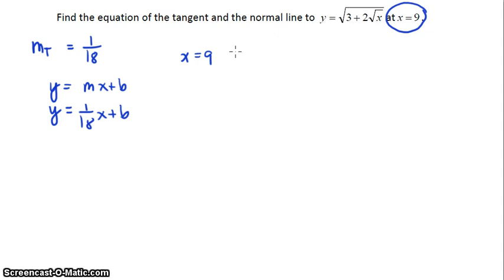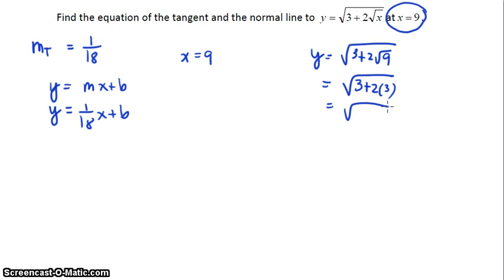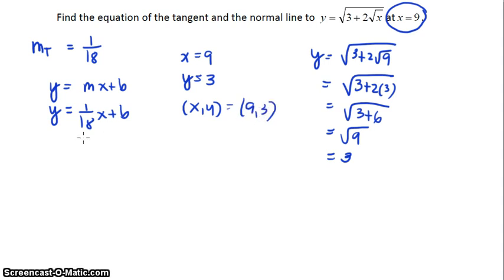But take note that at x equals 9, the y is equal to the square root of 3 plus 2 times the square root of 9. So this is equal to 3 plus 2 times 3 equal to 3 plus 6, which is also square root of 9, which is equal to 3. So when x is equal to 9, the y is equal to 3. So we can use this point x, y, which is 9, 3, as the point for our tangent line.